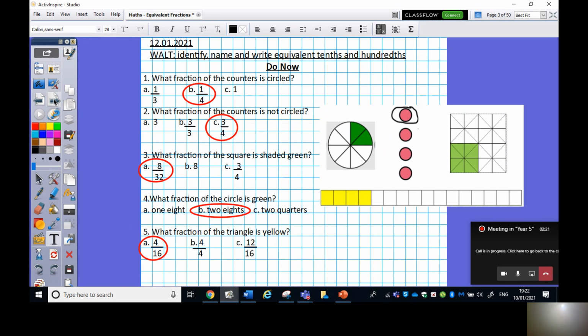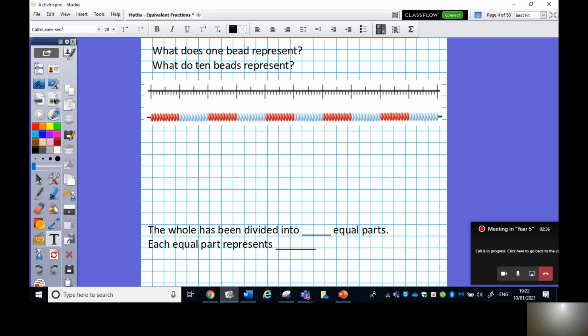So number 1 is 1/4. Number 2 is 3/4. Number 3 is 8/32. Number 4 is 2/8. And number 5 is 4/16. Let's get started.